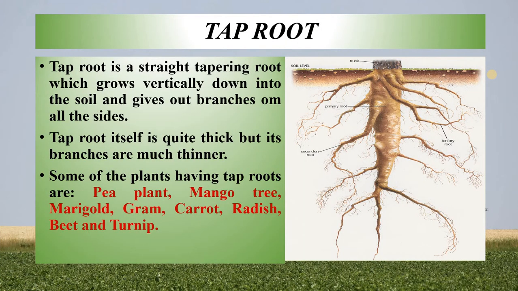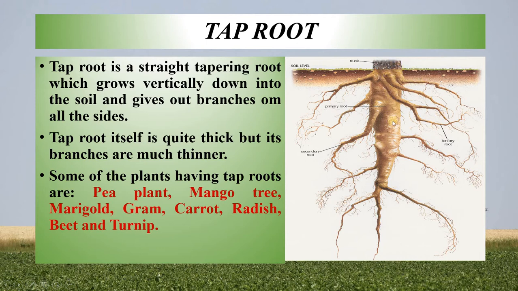Now, taproot. What is a taproot? Here you can see a picture. This root is a straight tapering root, coming vertically down into the soil. This type of root is called taproot. It grows vertically down into the soil and gives out branches on all the sides. Here you can see these all are the branches. This is the primary root. These branches are known as secondary roots, and the fibrous, hair-like things are the tertiary roots.